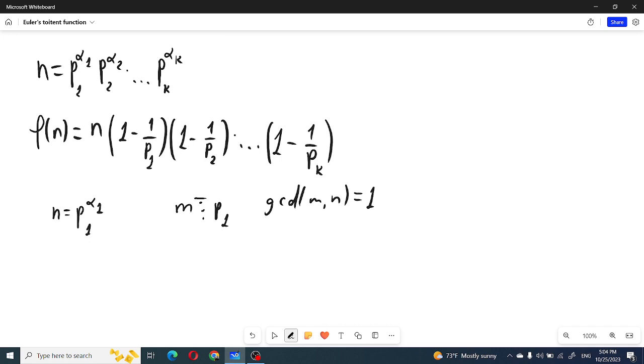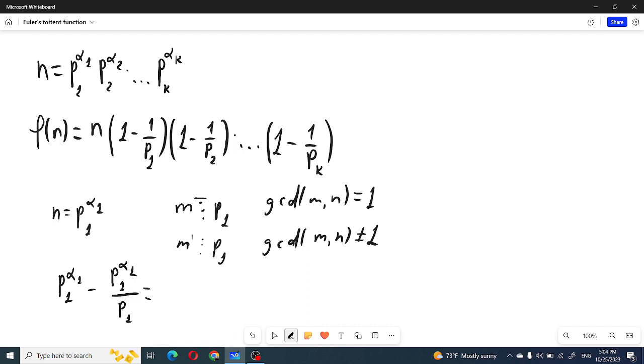And for every other number m prime, if m prime is divisible by p1, the GCD of m prime and n will not be 1. So we can see that all multiples of p1 which are less than n do not give us GCD 1, and all others will give us GCD 1. So the total number of integers coprime to n must be p1 to the alpha 1 power minus the number of multiples of p1, which is p1 to the alpha 1 power over p1.